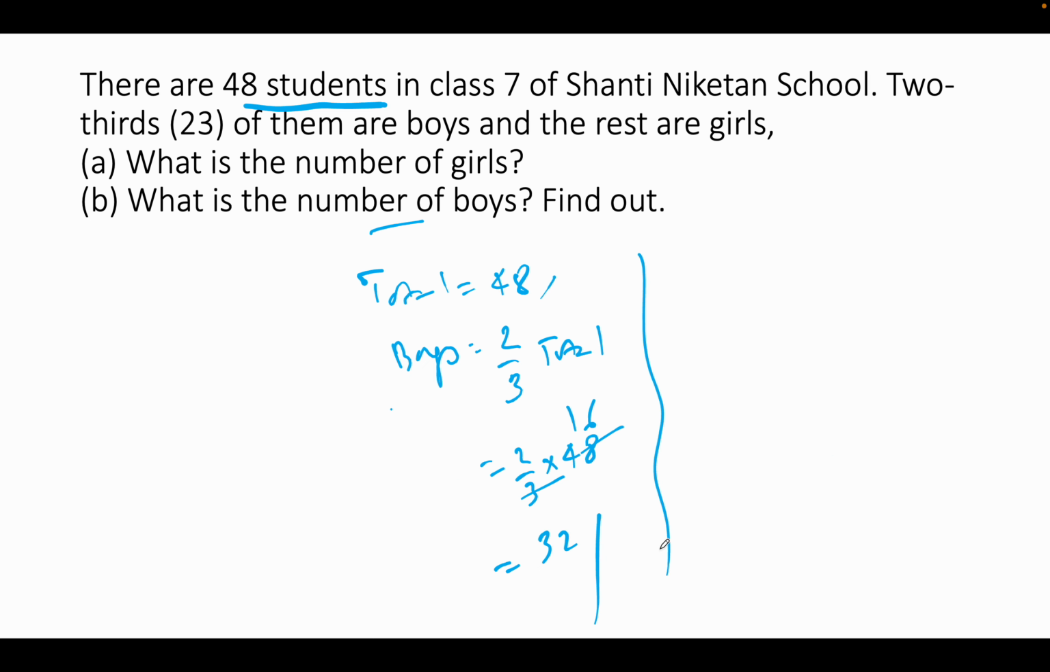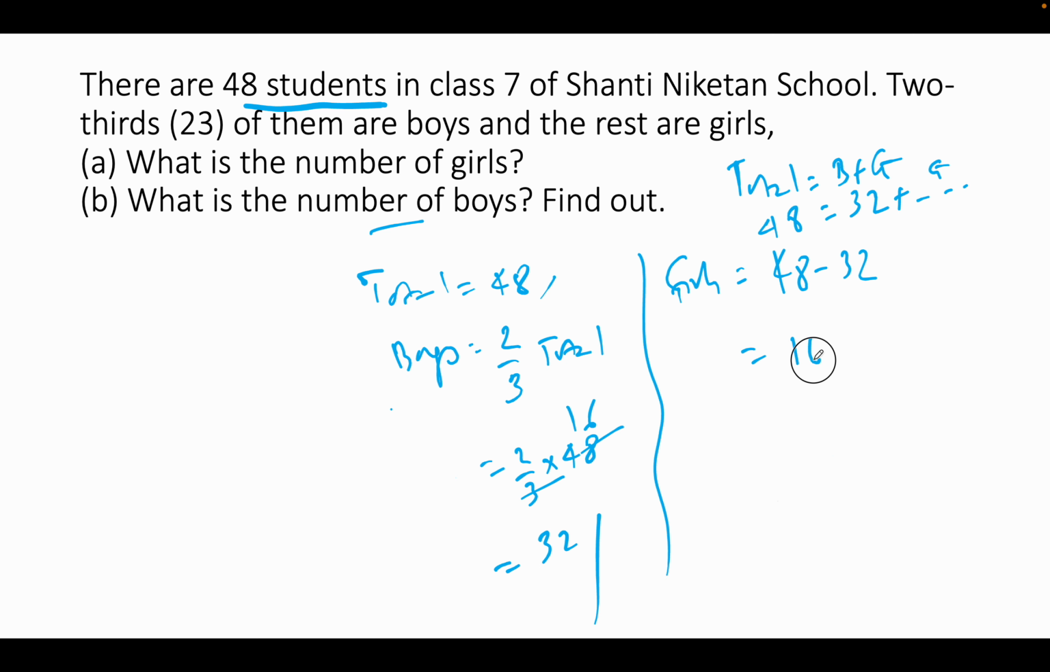Boys are this much, and girls are 48 minus 32, because total means boys plus girls. Here the total is 48, boys are already 32, and the remaining are girls. So 48 minus 32 is 16. The answer for A is 16, and the answer for B is 32.